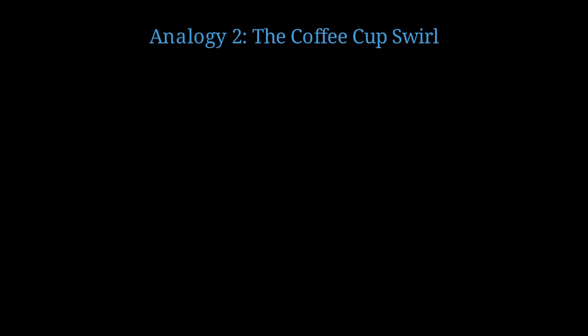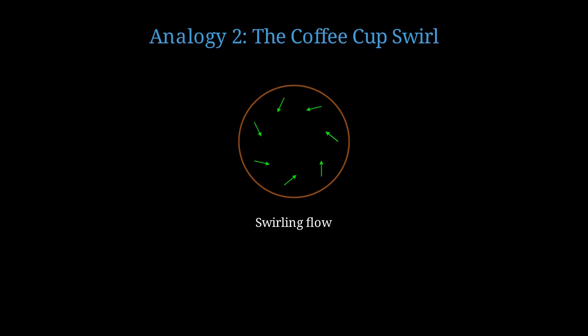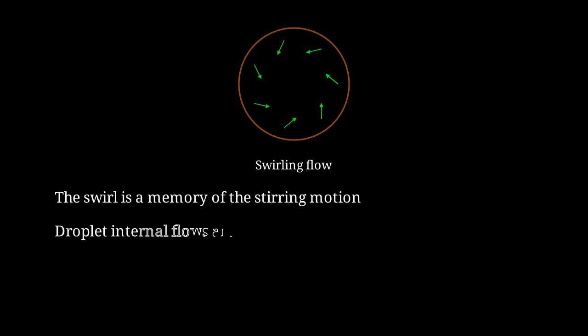Here's another analogy. When you stir your coffee and then stop, the liquid continues to swirl for many seconds, gradually slowing down due to viscosity. That swirling motion is the coffee's memory of your stirring action. It persists because viscous dissipation takes time. The internal flows within a droplet, driven by Marangoni effects, are exactly like this persistent swirl. They gradually decay, but persist for seconds to tens of seconds.